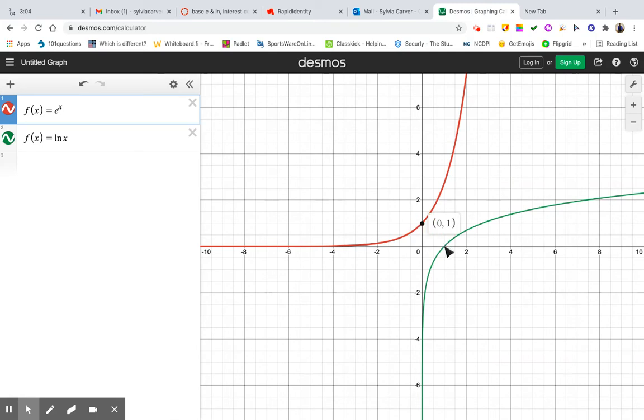So this point is (0, 1). So this point here is (1, 0). So everything has just been flipped. For the red function, my domain is negative infinity to infinity. For the green function, my range is negative infinity to infinity. So notice it switched. For the red function, my range is y greater than 0. For the green function, my domain is x greater than 0. So everything that we know about the red function, flip it for the inverse in the green.